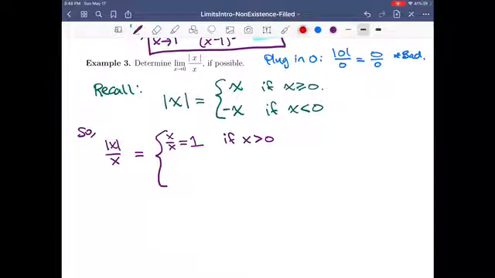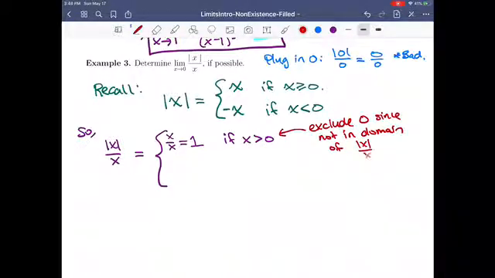Maybe I'll just write here: exclude 0 since it's not in the domain of absolute value x over x. We can include it when we're just talking about the absolute value, but when we're dividing by the x here, then we have to remove it. Now if x is negative, the absolute value of x is going to be negative x over x. So here the x's cancel, and what I actually get is negative 1.